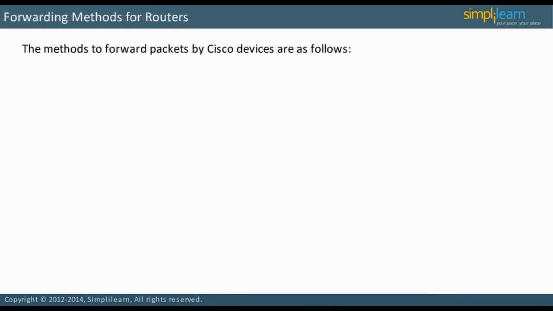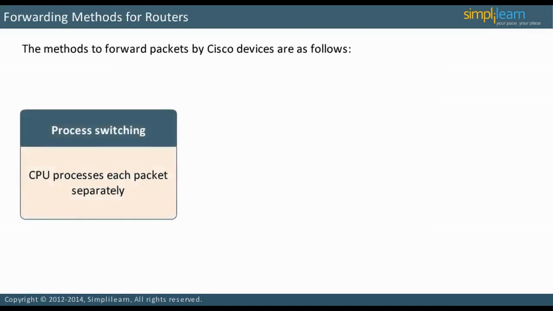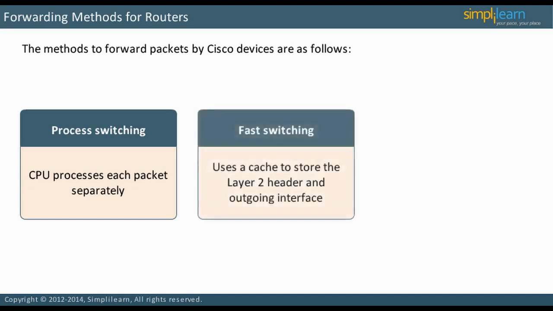Cisco devices use three methods to forward packets. Let us start with the slowest method, process switching. In this method, the CPU processes each packet separately. It does not recognize any similarity in packets, for example, source or destination address. Fast switching is faster than process switching. It uses a cache to store the Layer 2 header and outgoing interface for the most recently used destinations. When a packet going to a cached destination is encountered, the cache information is used. Of course, the first packet in any flow still requires process switching.